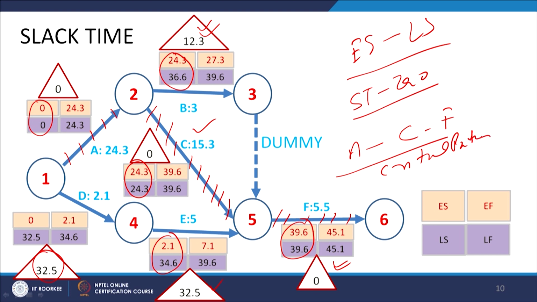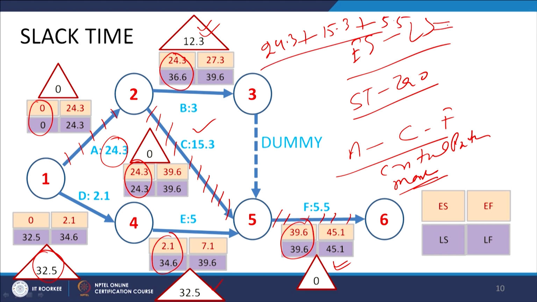It will govern the time required to complete the project, because it will take the maximum time to complete the project. How much? Let us say 24.3 plus 15.3 plus 5.5. This is the longest route and it will take the maximum time of 45.1. That will give us the project duration.